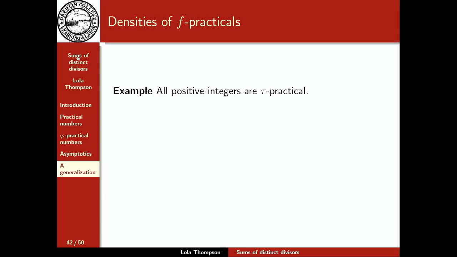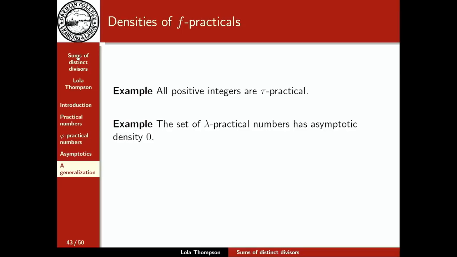OK, so what functions can we play around with? Can we define f practical numbers for? We can see that when we let f be the tau function, so again, the count of divisors function, that's how I'm defining tau, then we see that all positive integers are tau practical.